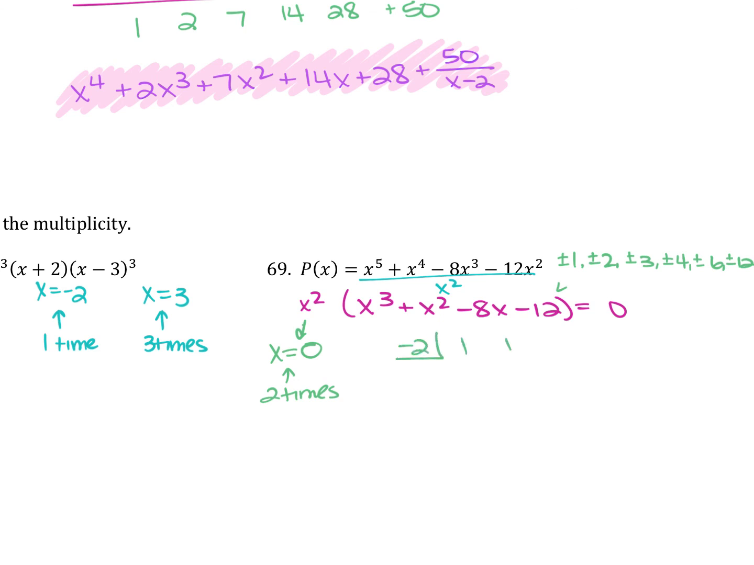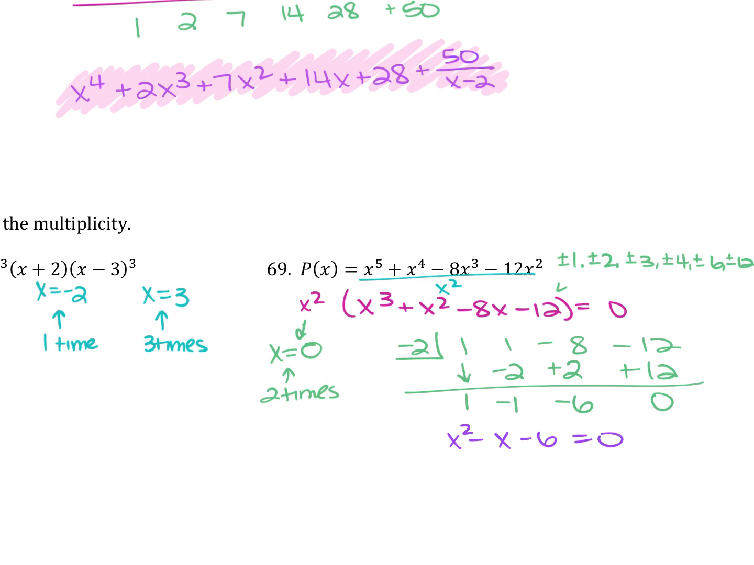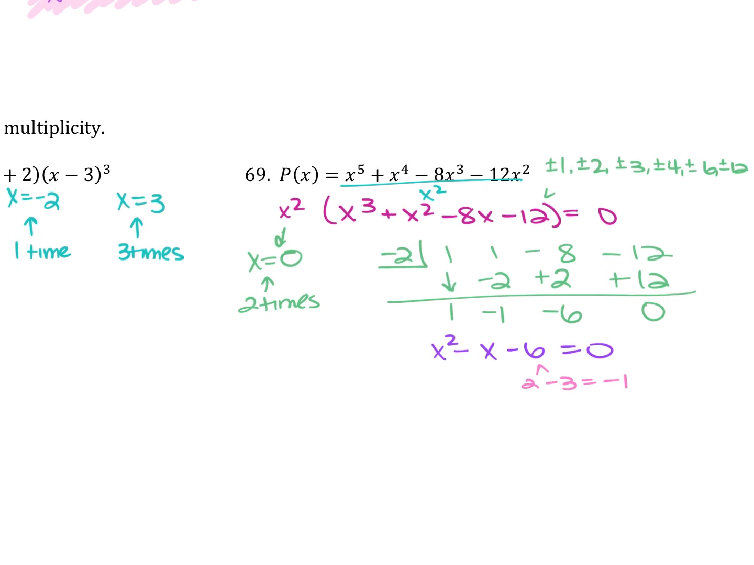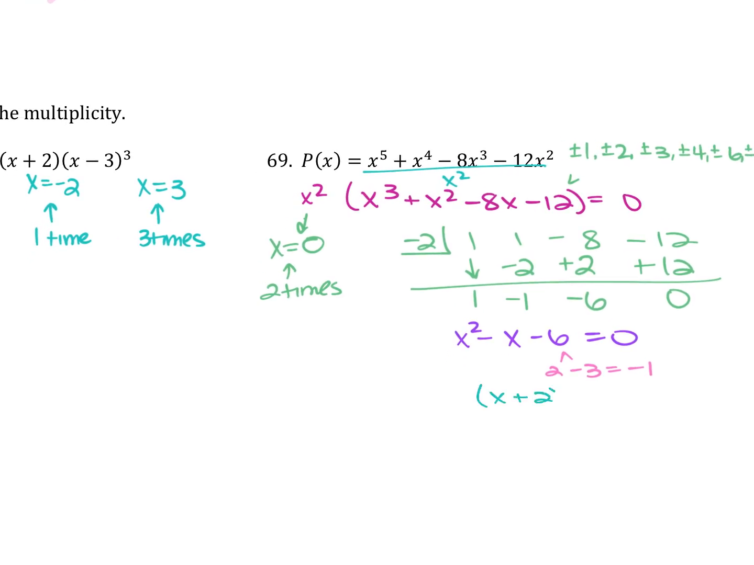You're going to have 1, 1, negative 8, negative 12. This is going to give us a 1 times negative 2 is negative 2, plus the 1 is negative 1, times negative 2 is positive 2, plus the negative 8 gives us negative 6, times the negative 2 is positive 12, plus the negative 12 is 0. So then we have x squared minus x minus 6 is equal to 0. Your factors of negative 6 are 2 and negative 3 that add up to be negative 1. So this is going to factor to be x plus 2 times x minus 3 is equal to 0.